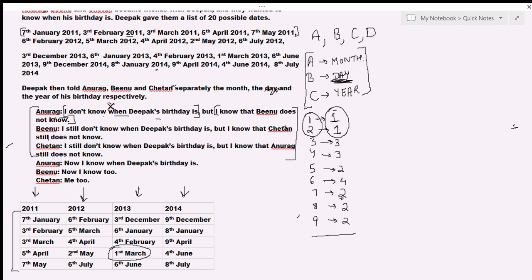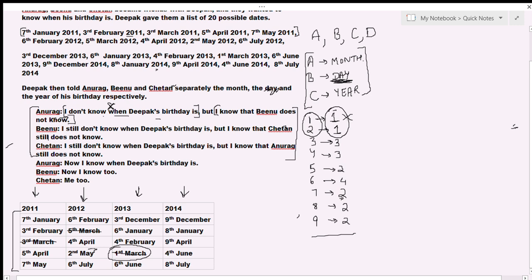This means if he is sure that Binu does not know, Anurag must not have got the month of March. Same logic that we discussed in LR puzzle 2. So we eliminate all the dates which have March in them. Is there any date with any other? Yeah, these 3 dates.